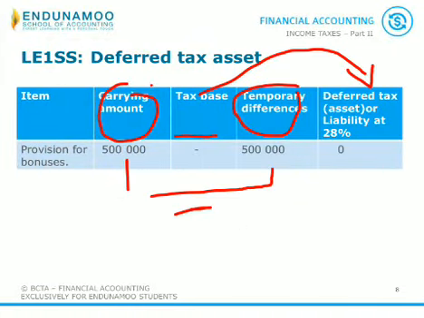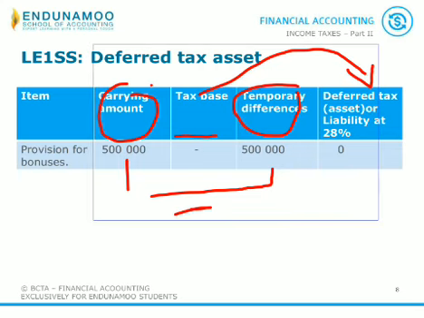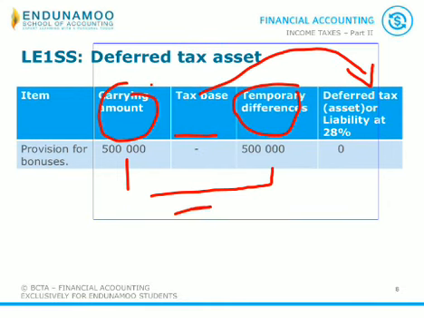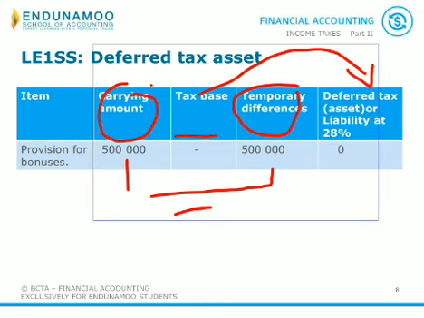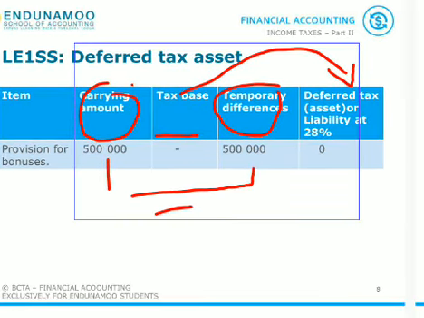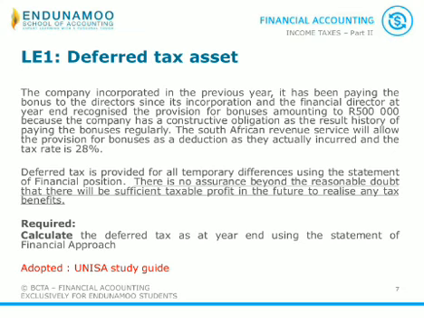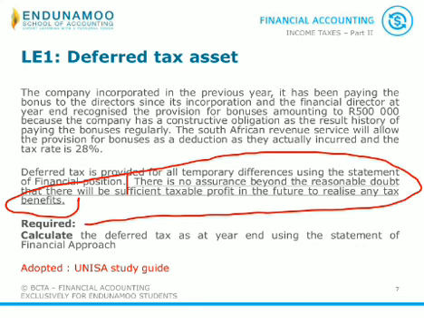And we can see that coming through here. So even though we have a temporary difference of 500,000 Rand, on which we could be multiplying by 28% to get to our deferred tax asset, because of this very important statement here that says there is no assurance beyond reasonable doubt that there will be sufficient taxable profit in the future to realize any tax benefits.